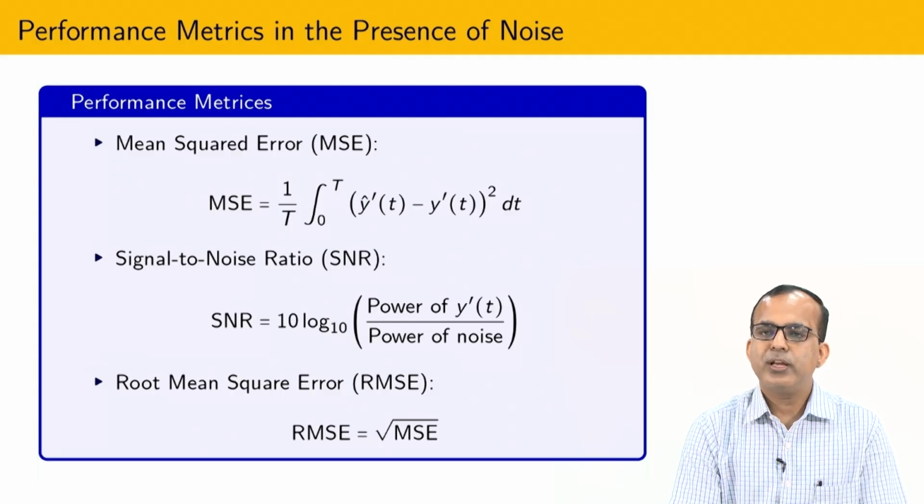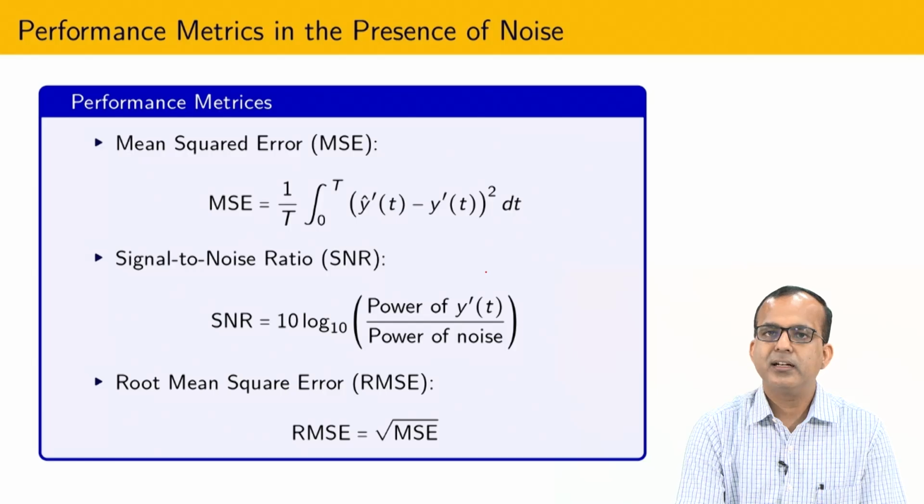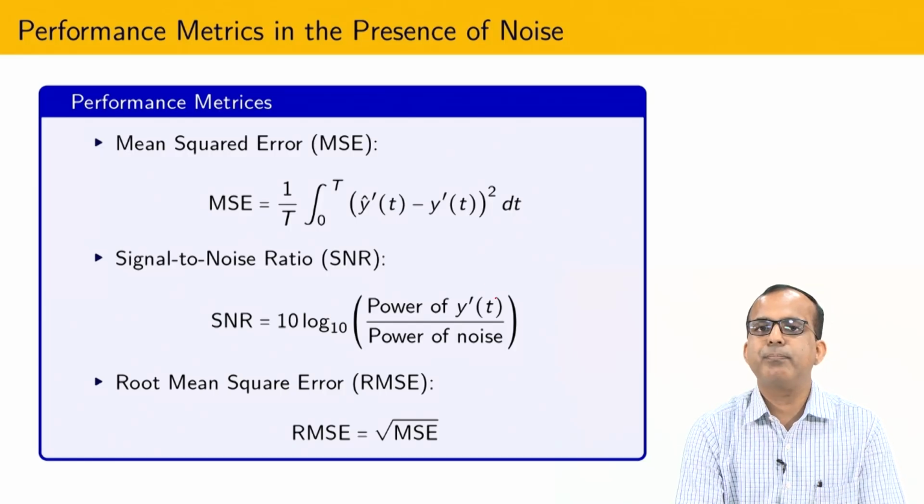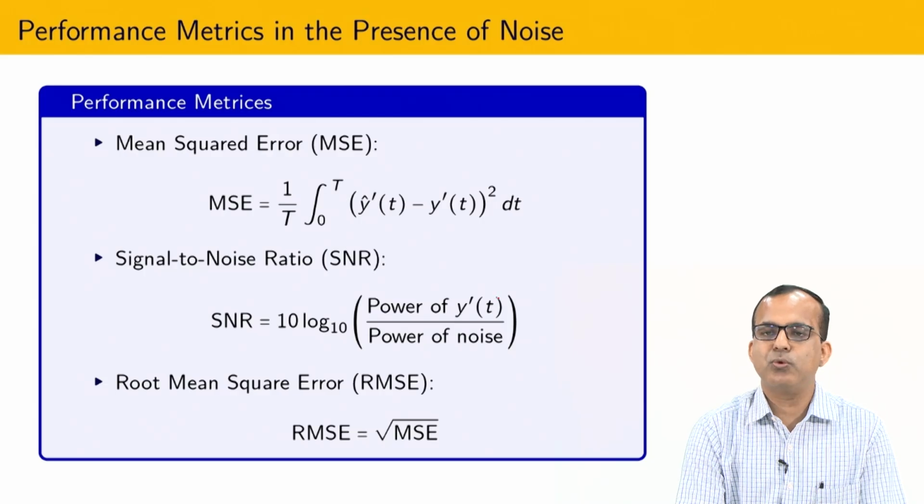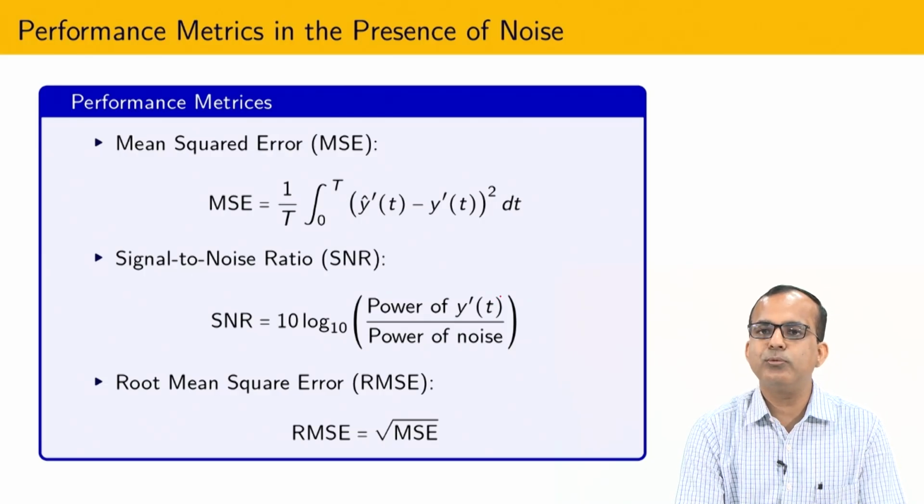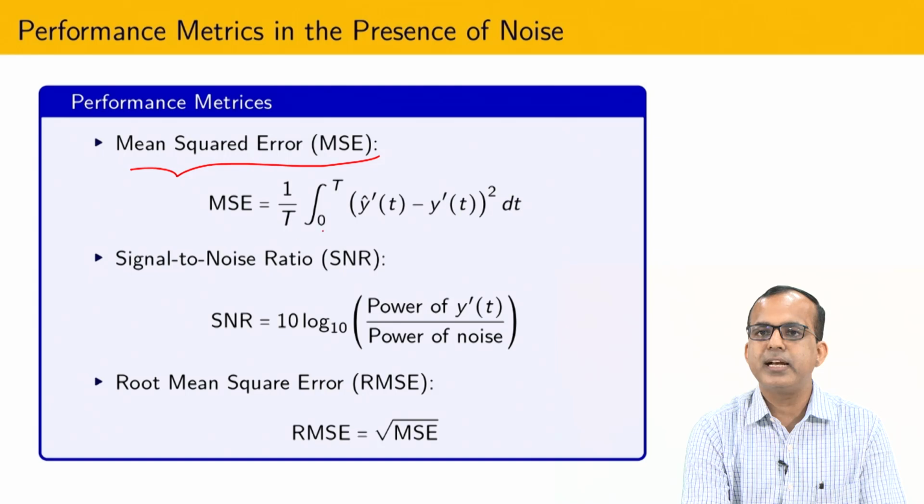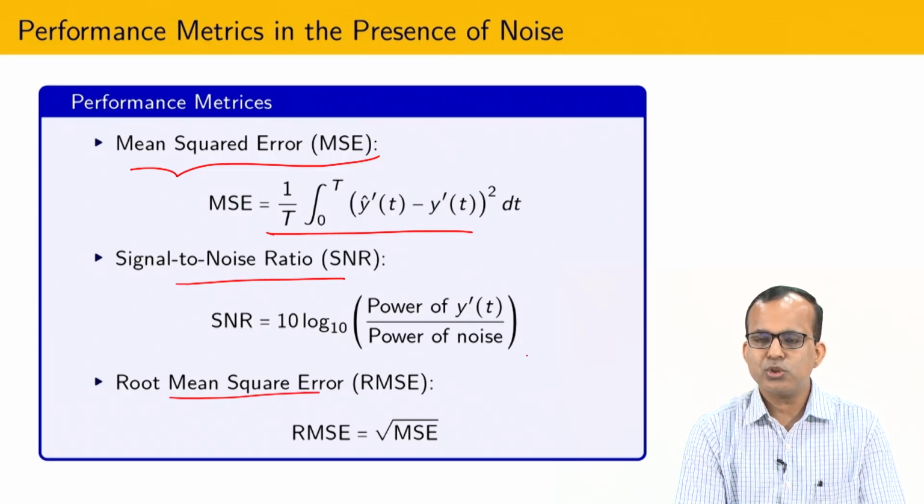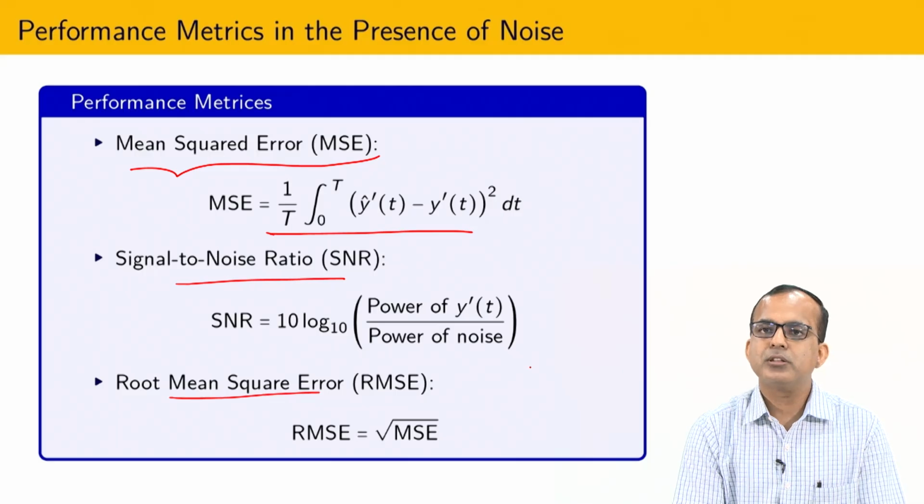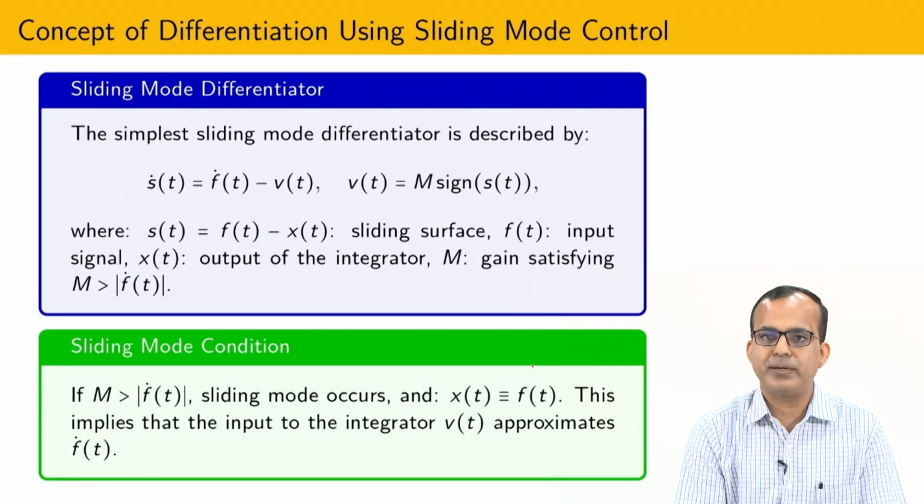And obviously, whenever you propose some kind of differentiator, you have to give performance metrics in the presence of noise. Similar metrics you can also see in the case of the differentiator based on higher order sliding mode control, though the language is different. Here we are talking in terms of the mean square error, defined like this, the signal to noise ratio, defined like this, or the root mean square in this way. In this way people compare the performance of the high gain based differentiator or the sliding mode differentiator.